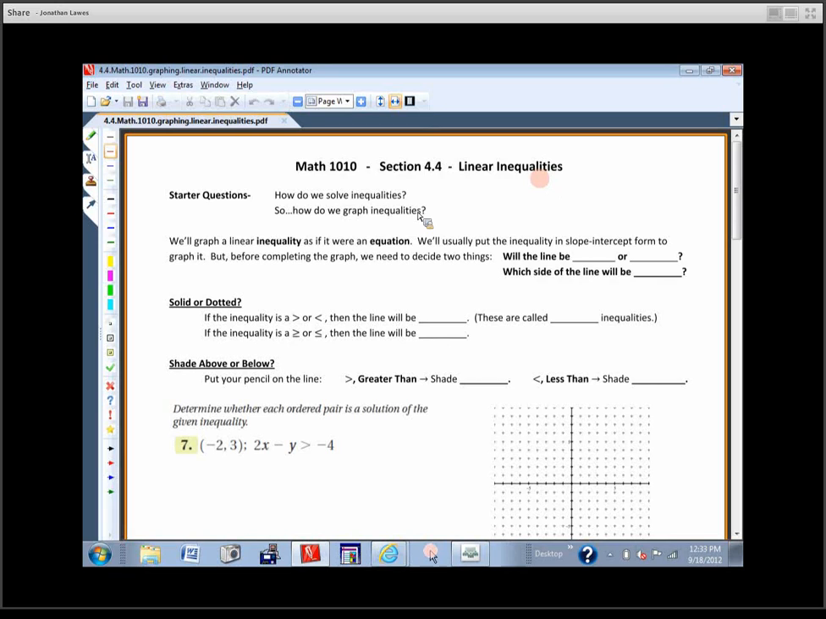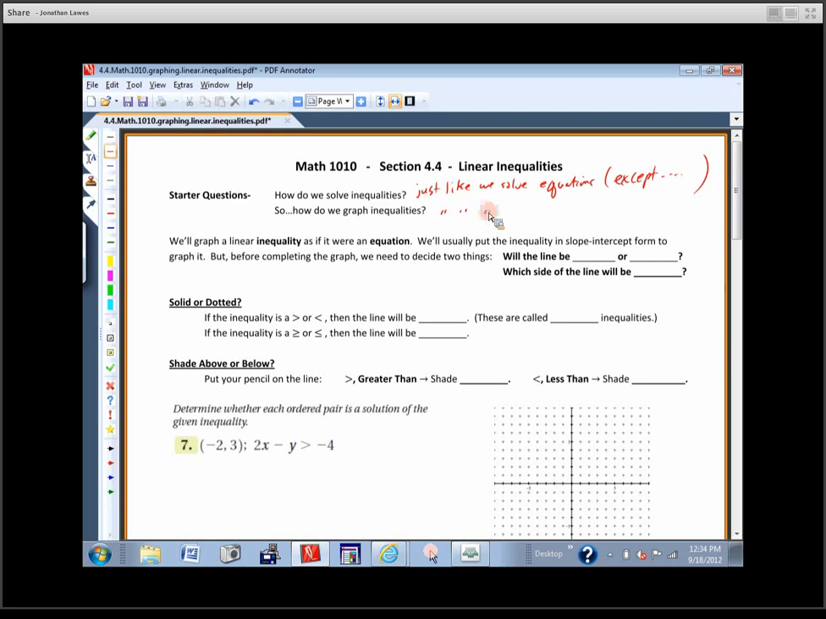Just like we solve equations. Okay? And then I'm going to write except, dot, dot, dot, all that stuff. If you multiply or divide by a negative, you've got to switch the direction of the inequality.